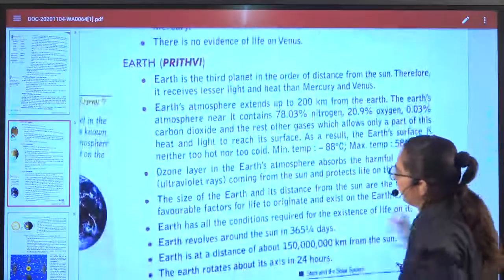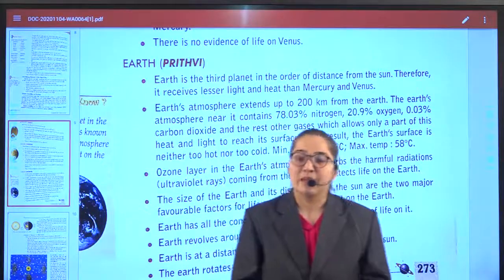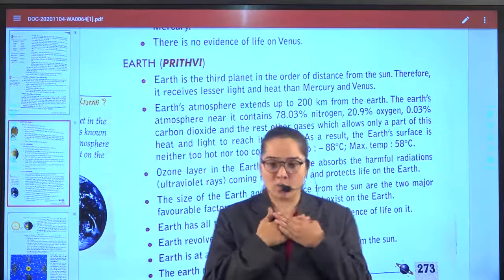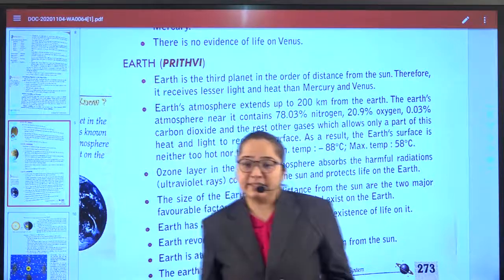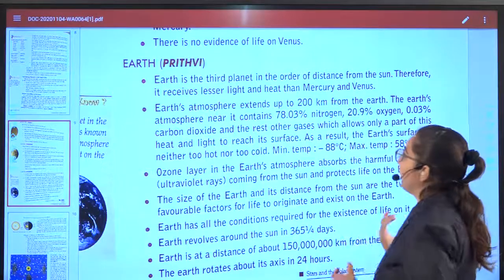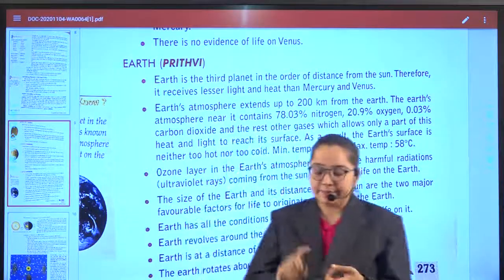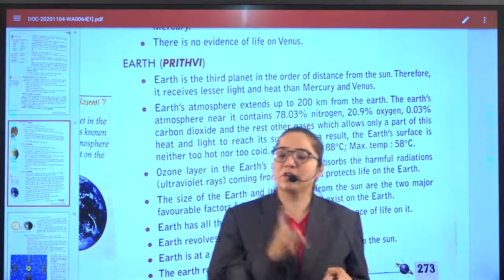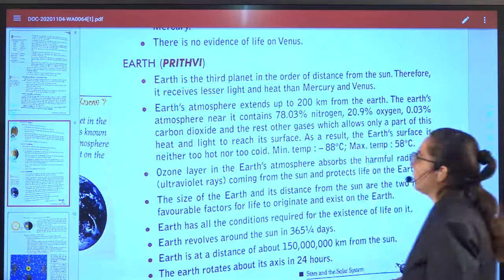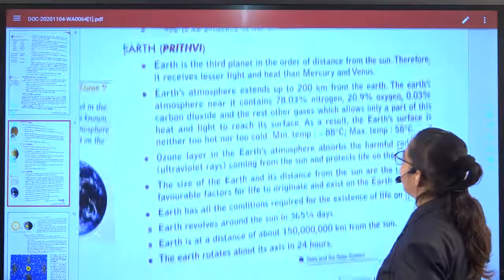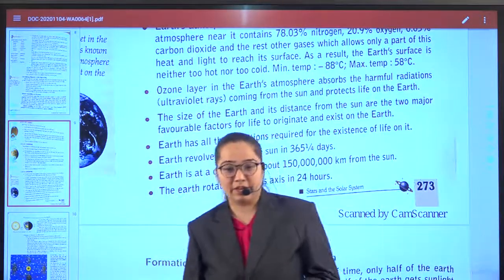Then comes Prithvi, that is Earth. Earth is the only planet of the solar system where life exists. It is our planet, our home. It is the third planet of the solar system. Earth's atmosphere extends up to about 200 kilometers, and you know which gases are in our atmosphere. It is nitrogen, which is the maximum proportion, then oxygen, and then carbon dioxide, and the rest are in even smaller proportions. It is neither too hot nor too cold. The minimum temperature recorded is -88 degrees Celsius, and the maximum temperature is about 58 degrees Celsius.